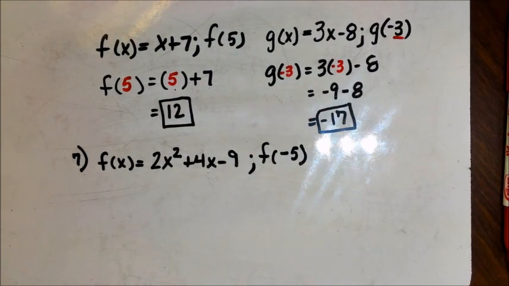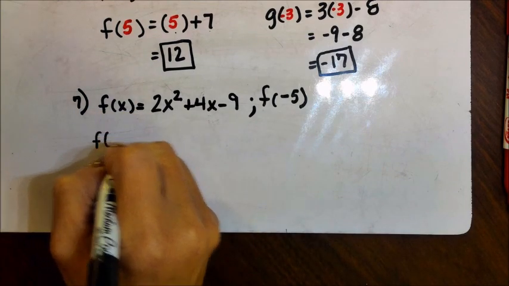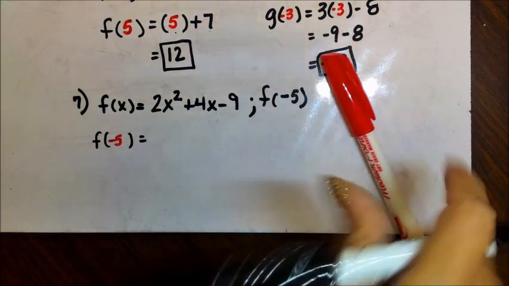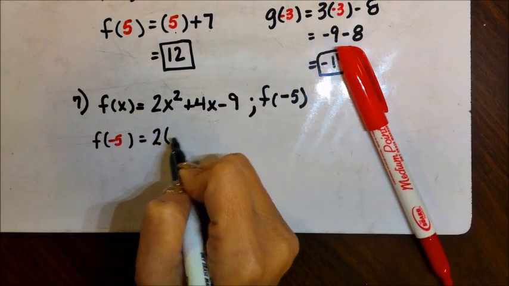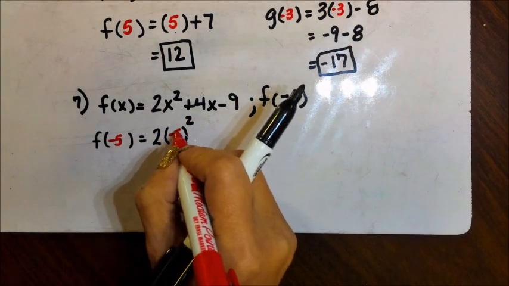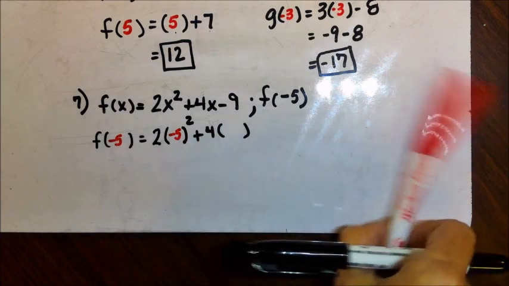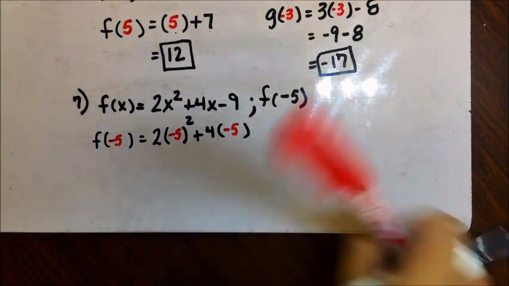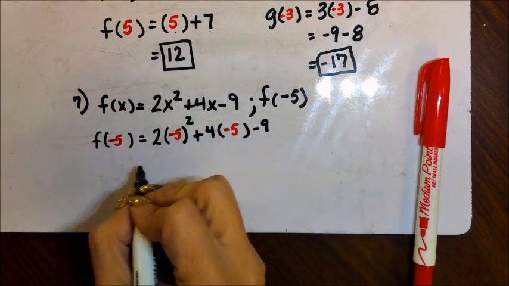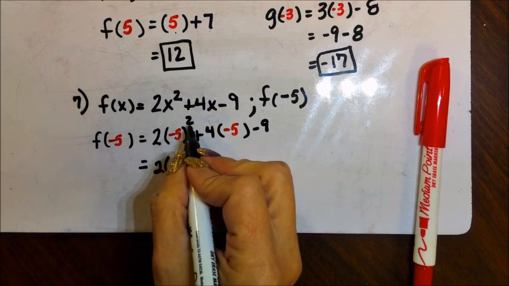Let me move that up a little bit. All right, so here we go. We're going to say f of negative 5 equals 2, and for x, I'm going to put negative 5, squared, plus 4, and in place of that x, I'm going to put negative 5, minus 9. That equals 2 times negative 5 squared.